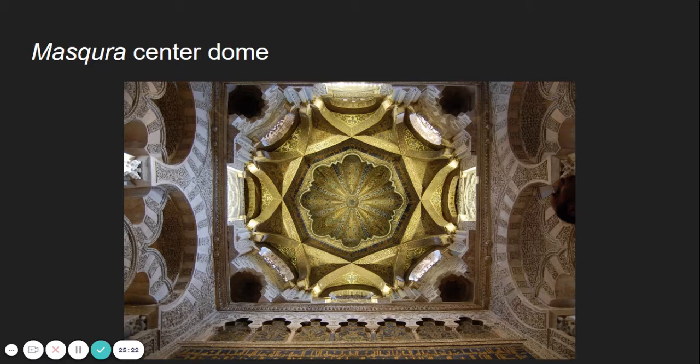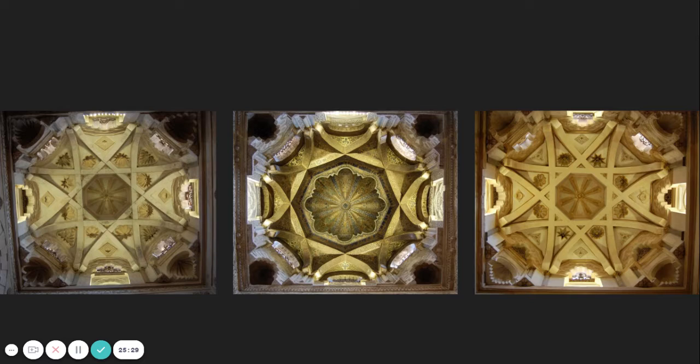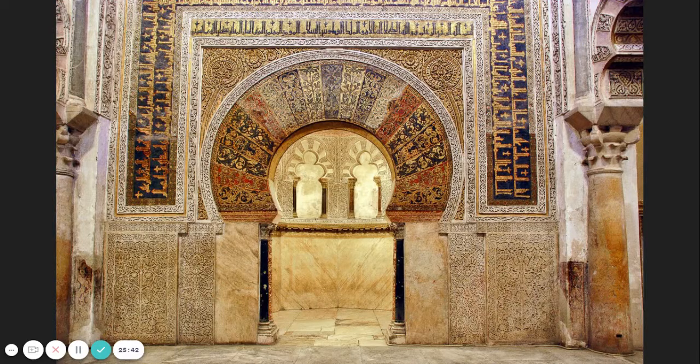This is what the ceiling there looks like. Again, it's glowing gold, and what its two flanking ceilings look like as well. Not quite as ornate, but still bringing attention to the ceiling and reflecting light downwards. So this is the intricate mosaic work that I was mentioning.